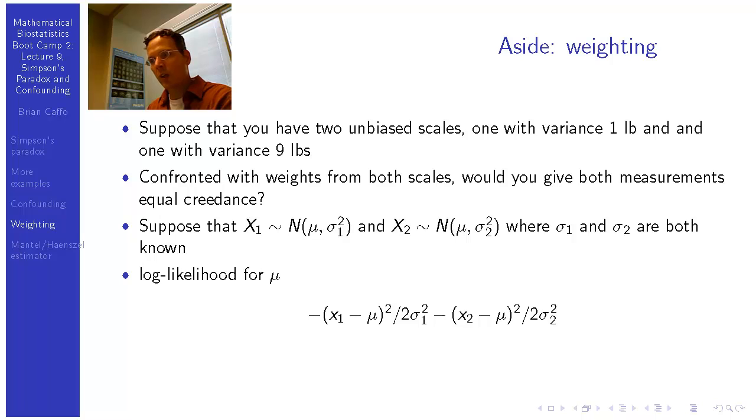Confronted with weights from both scales, would you give both measurements equal credence? Let's just suppose we weighed an object, and that our first weight was this variable x1, and we're going to assume that it's normal, with mean mu and the variance of the first scale, sigma 1 squared. And then x2, because both scales are unbiased, we're going to assume that it's normal and has the same population mean, mu, and a different variance, sigma 2 squared. And let's assume both sigma 1 and sigma 2 are known. We want to estimate mu, this unknown weight of the object.